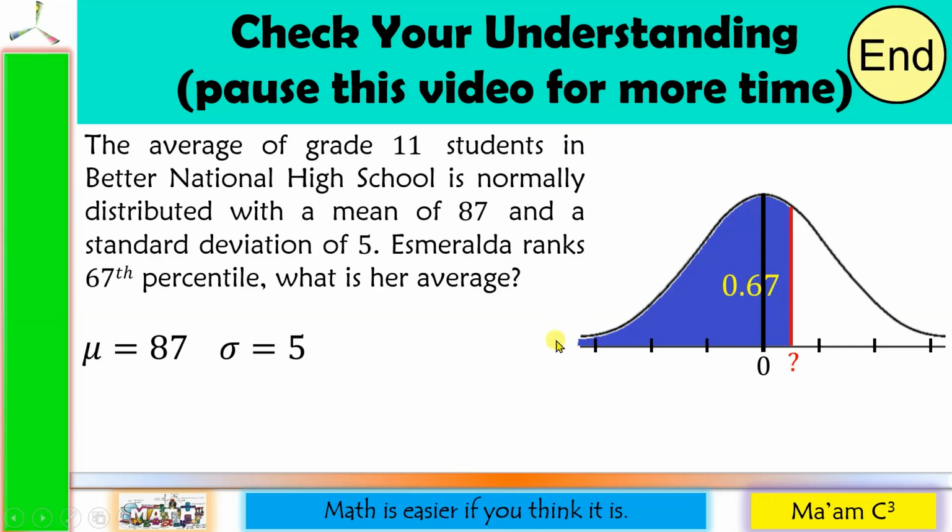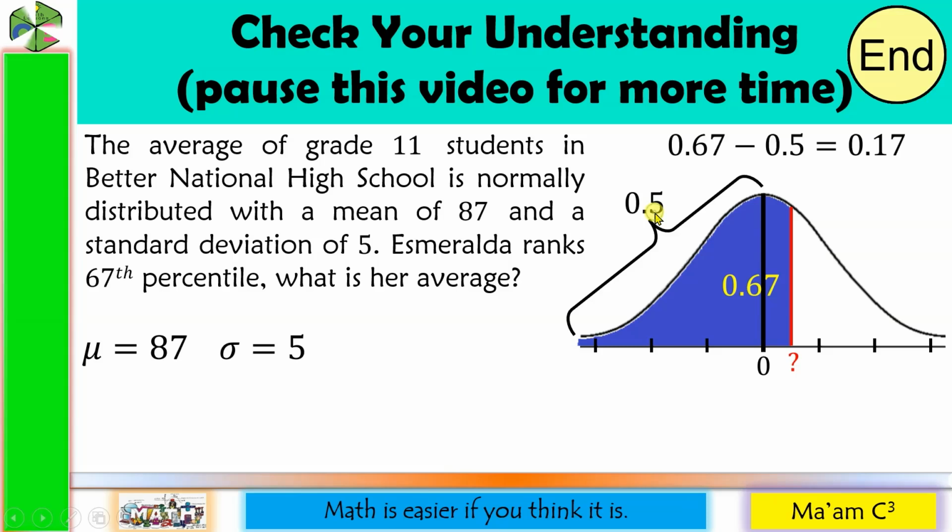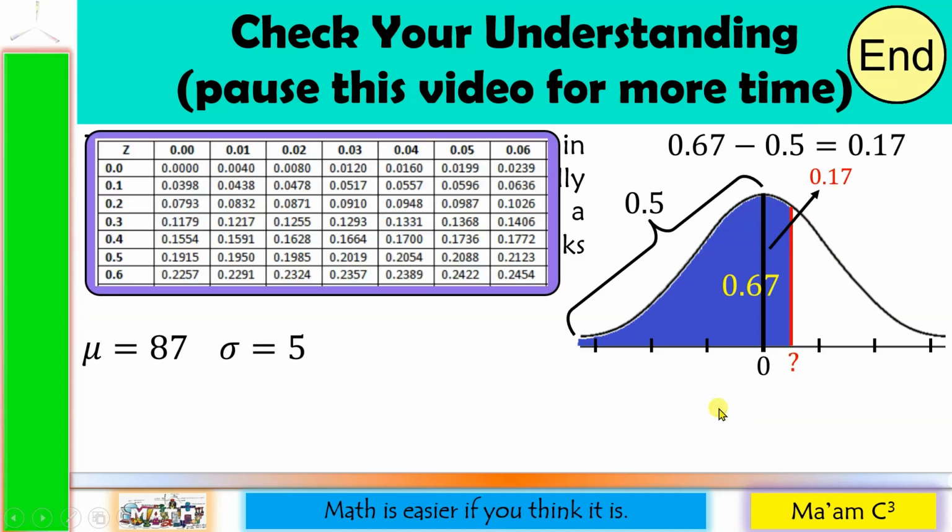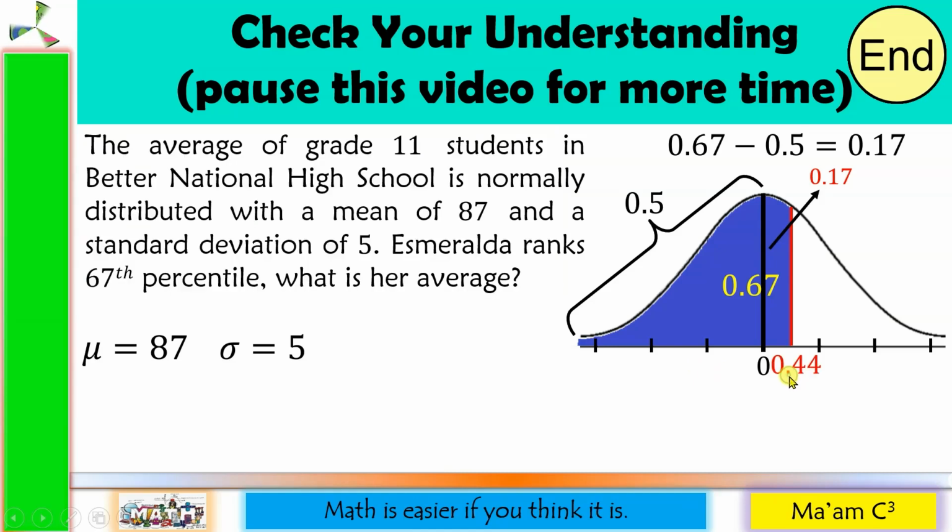We know that half of a bell curve is equal to 0.5. So 0.67 minus 0.5 will give us 0.17. This 0.17 is this portion here from 0 up to here. This is 0.17. Let us locate this in our table. So let us look for 0.17, and it is here. So the corresponding z-value is 0.44. So this is 0.44. This is the corresponding z-value.